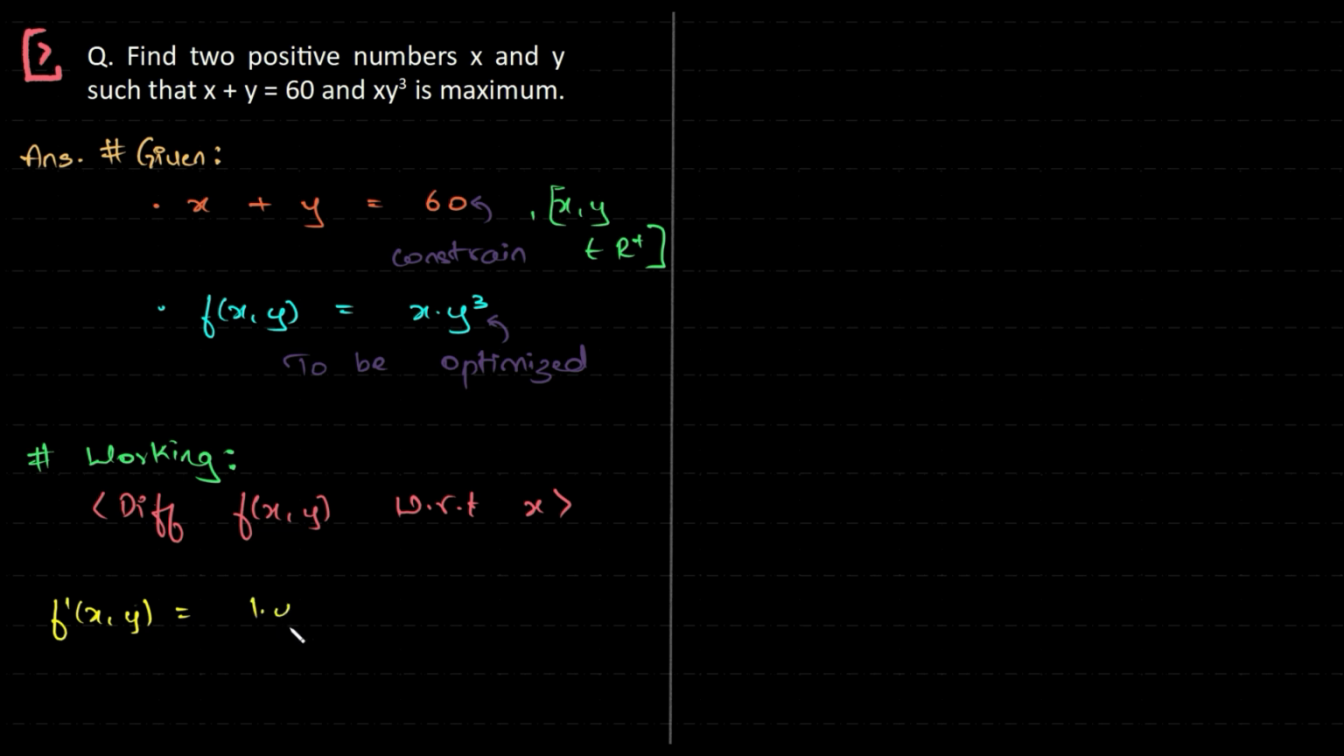So we have the product rule. So we have 1 into y cube plus x into the differentiation of y cube. So that is 3y square into dy by dx. This is as per the chain rule and product rule.